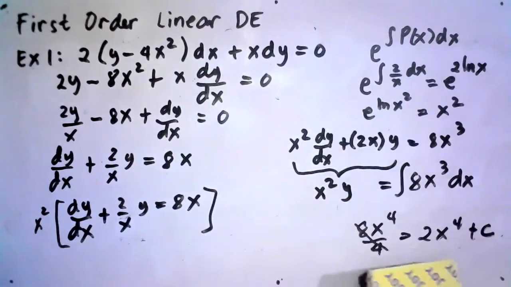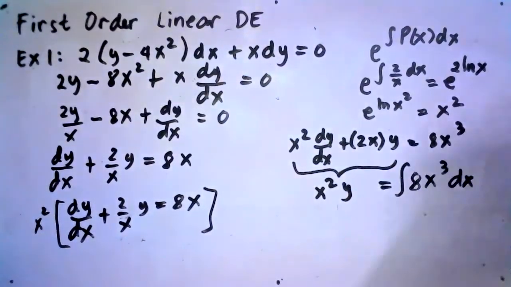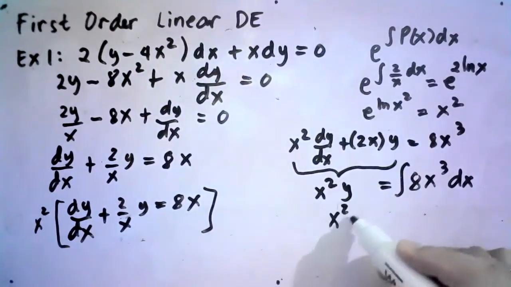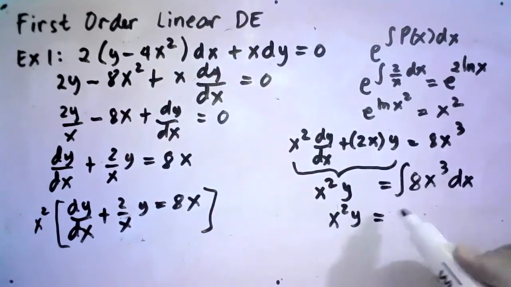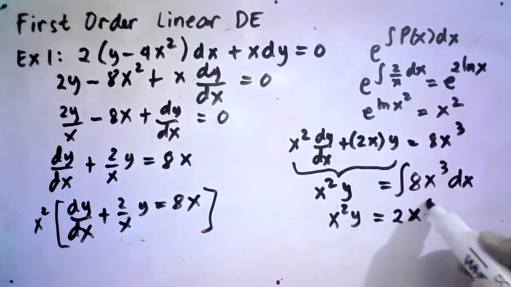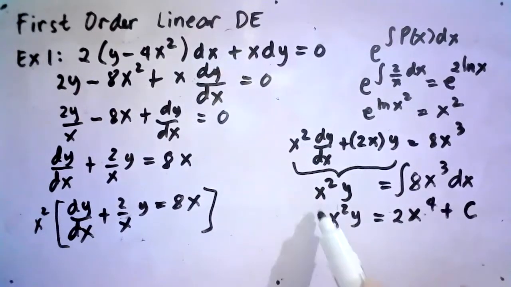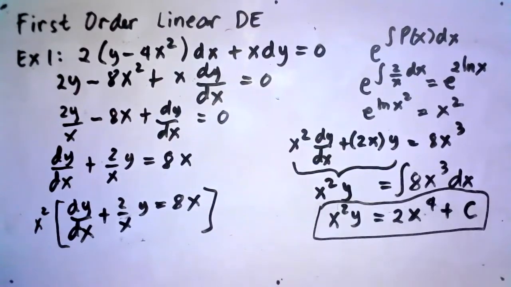So again, I will erase this one, and then I will write now my final answer, which is x squared y, which is equivalent to 2x to the fourth plus c. This will be our final answer for this problem.